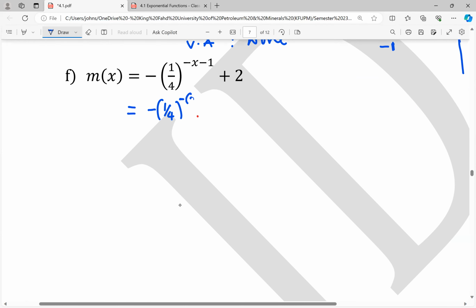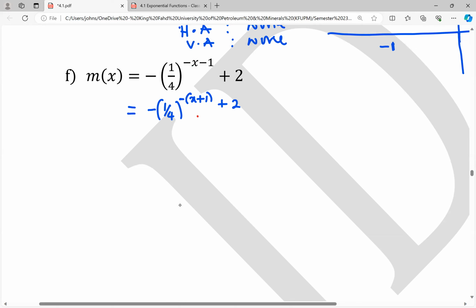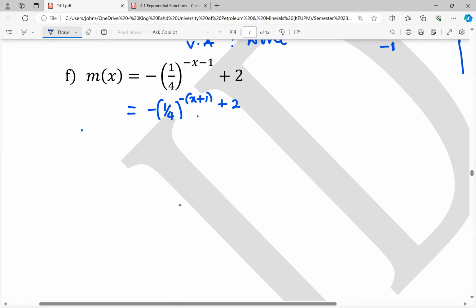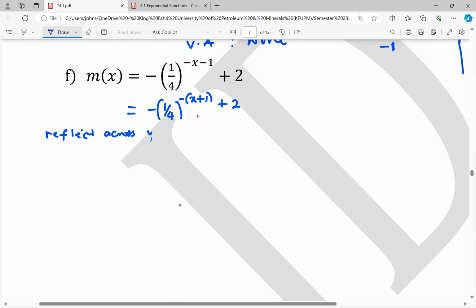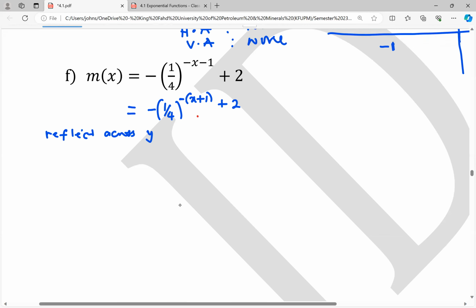So what can we do? We can start with the graph of 1 over 4, because our a here is 1 over 4, right? Then we reflect it across the x-axis. We can start by doing this, all of this together. Reflect across, is it the y-axis? The x-axis. The minus is outside, so let's start with the x-axis.